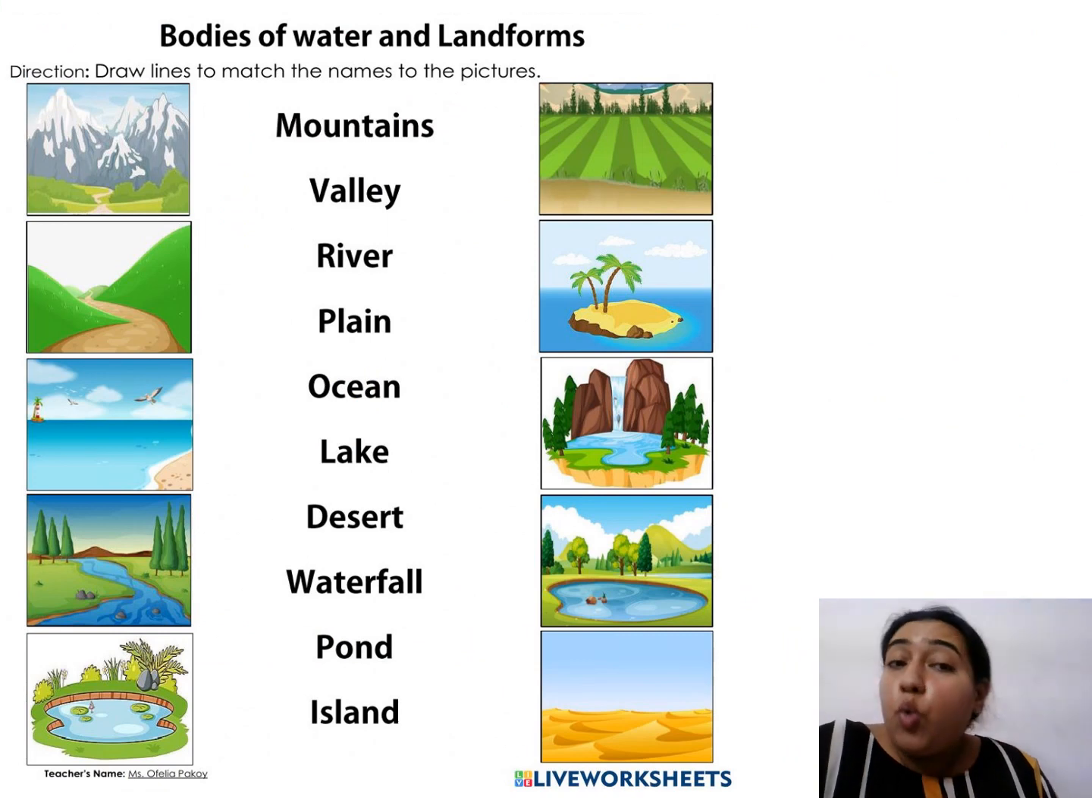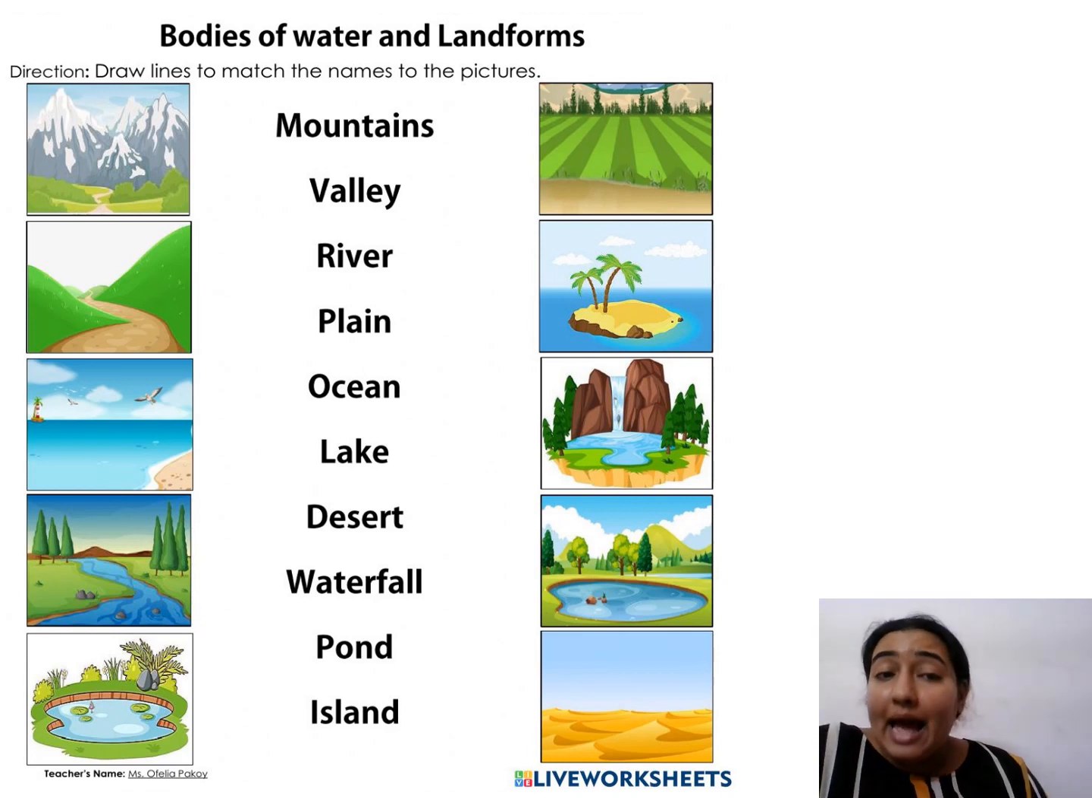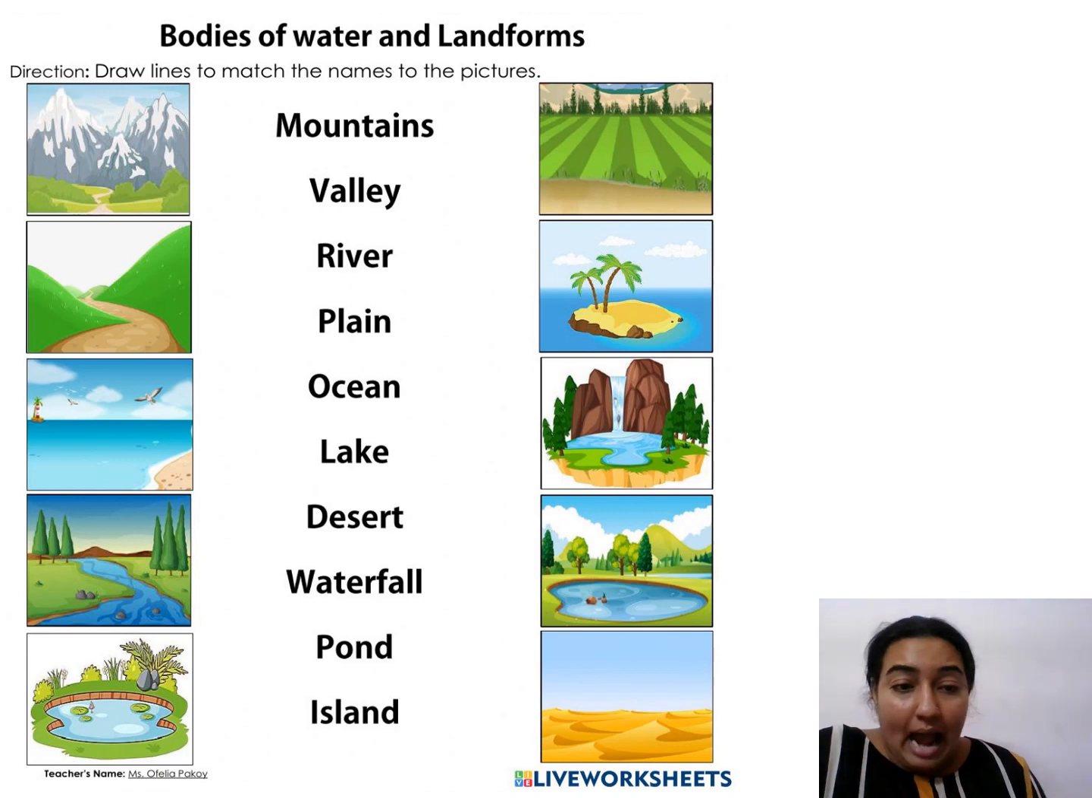So now water bodies and landforms. Now you must be able to draw lines and match the names with the pictures, right? So let's do it together. You also do it in your notebooks, and I'll also be doing mountains. I think mountains are these. We can see the majority of mountains, snow covered mountains.